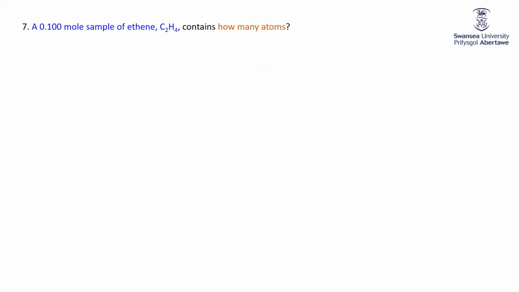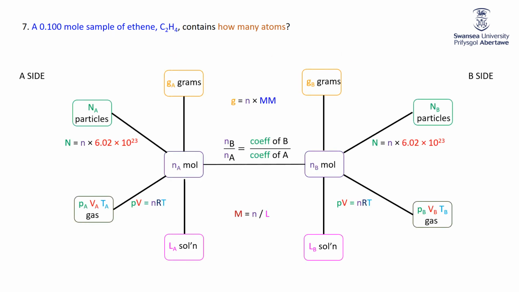As our last question in this particular section, a 0.1 mole sample of ethene, C2H4, contains how many atoms? Well, this is again a sneaky one where, under exam conditions, people don't do the extra step. Okay, we're dealing with ethene and we're asked about atoms. Well, of course, ethene exists as molecules. But again, I get ahead of myself as we plan.